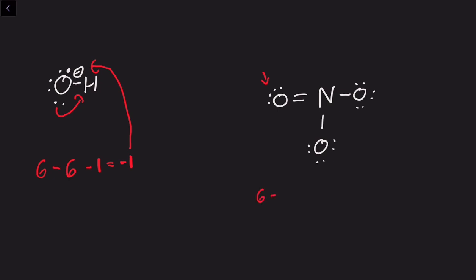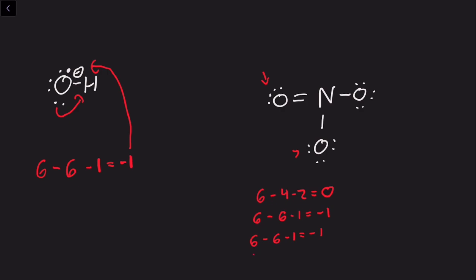We have 6 valence electrons minus 4 lone electrons minus 2 bonds. That gives us a charge of 0. Now if we look at the bottom one, again, 6 valence electrons minus 6 lone electrons this time, minus 1 bond, gives us a -1 charge. Now let's look at the one on the right. 6 valence electrons minus 6 lone electrons minus 1 bond gives us a -1 charge, just like the bottom one.